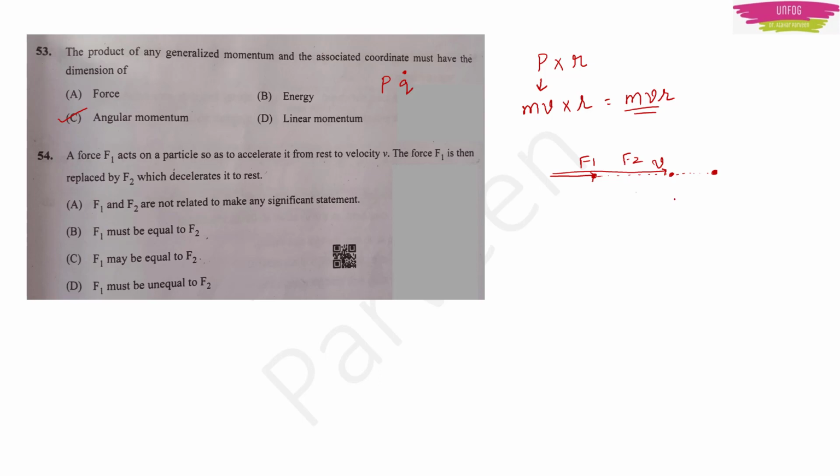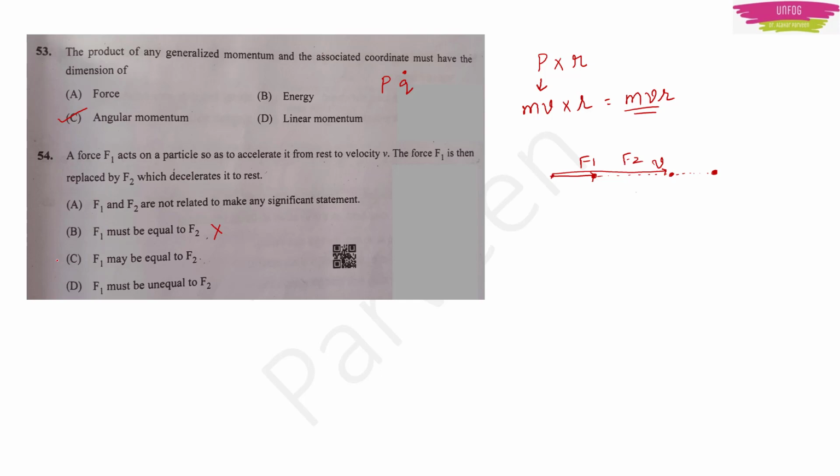So F1 and F2, they may be equal or they may not be equal because they have not mentioned the direction here. If the direction was mentioned, if it was told that an opposite force is applied and the particle is brought to rest at its original position, then I would say that F1 and F2 must be equal. But they are not mentioning about the direction. So they may be equal or they may not be equal. So that's why F1 may be equal to F2. Option C is the right answer.